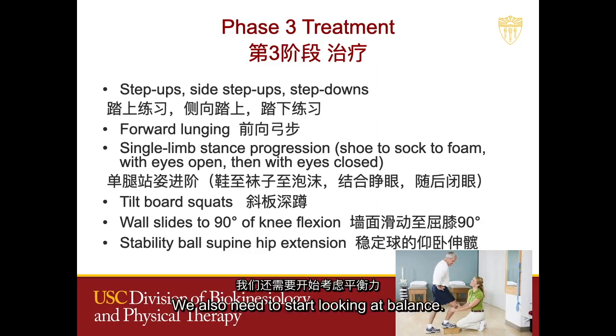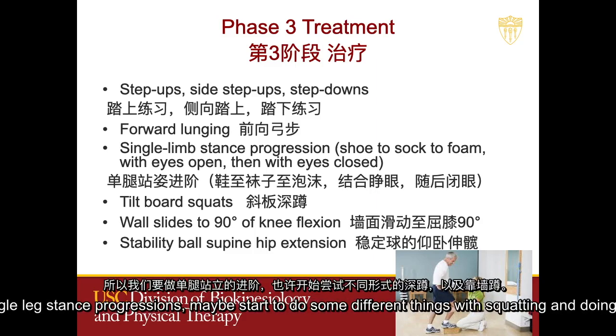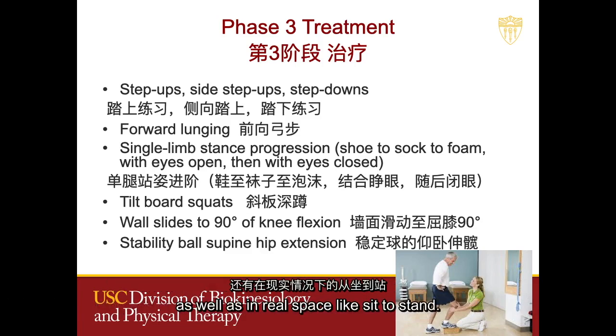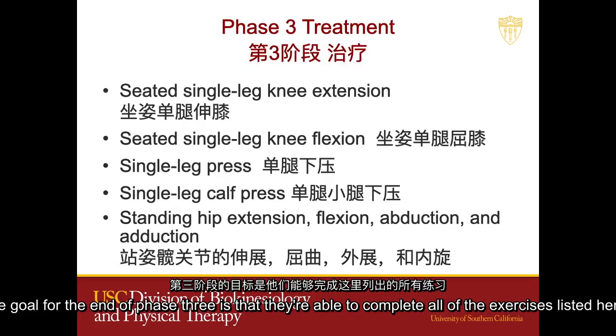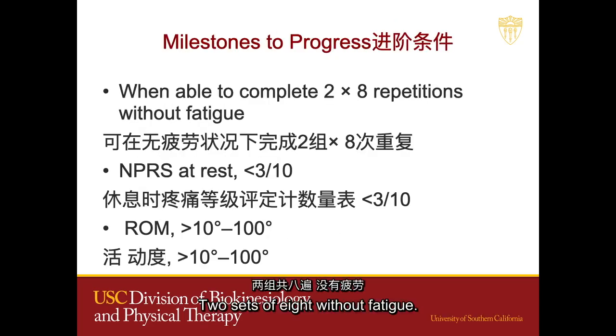We also need to start looking at balance. So we're going to do single leg stance progressions, maybe start to do some different things with squatting and doing those things against the wall as well as in real space like sit to stand. And again, the goal for the end of phase 3 is that they're able to complete all of the exercises listed here, 2 sets of 8 without fatigue.